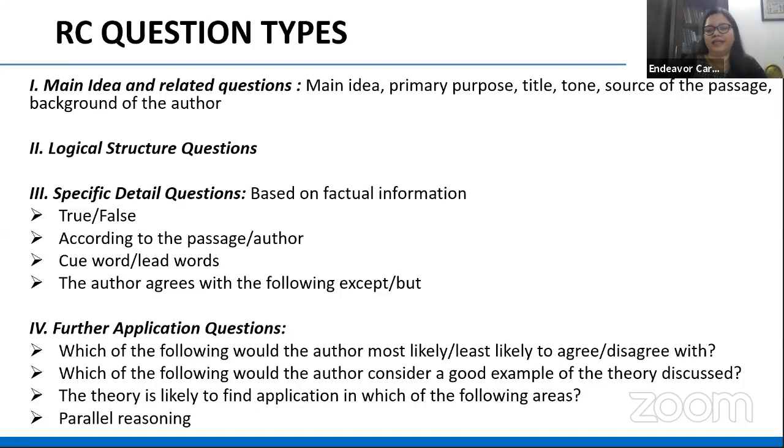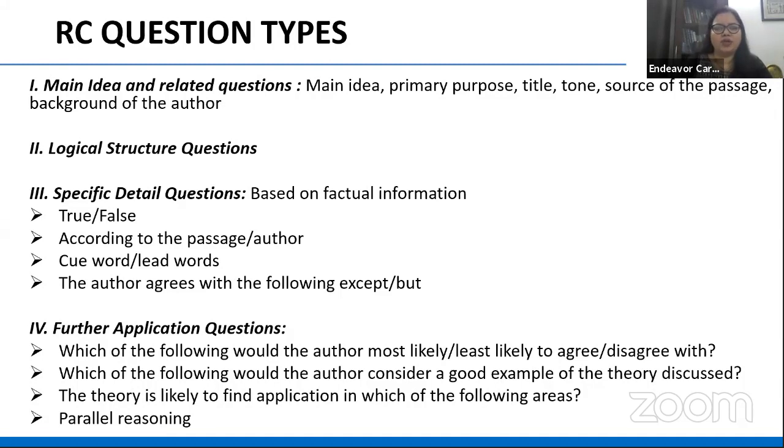Now, there is a fourth set. What is this fourth set of questions? We call them further application questions. Understand that word, further application. I am extending the data given to me in the passage. So the passage says something. Based on what the passage has said, I am applying, I am extending, I am looking for newer things. But they are all related to the passage. Are they stated in the passage?